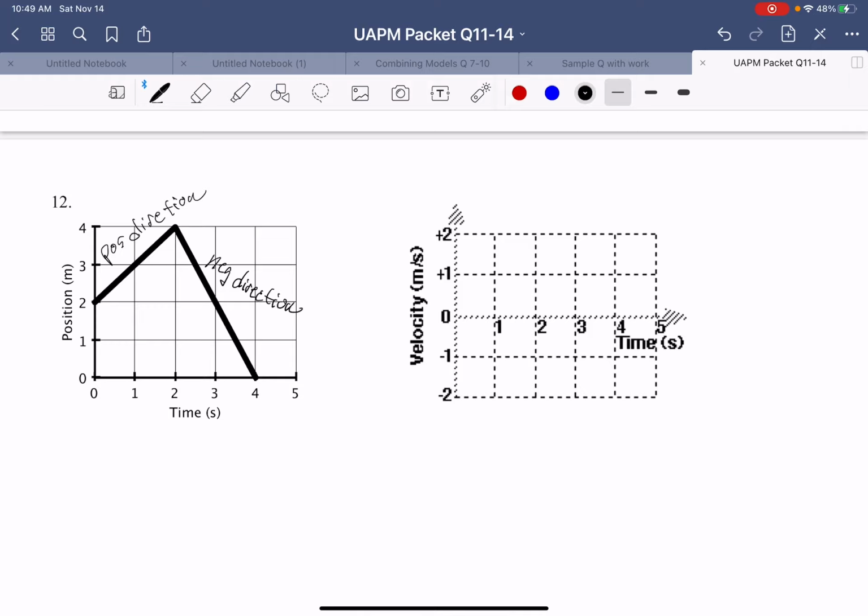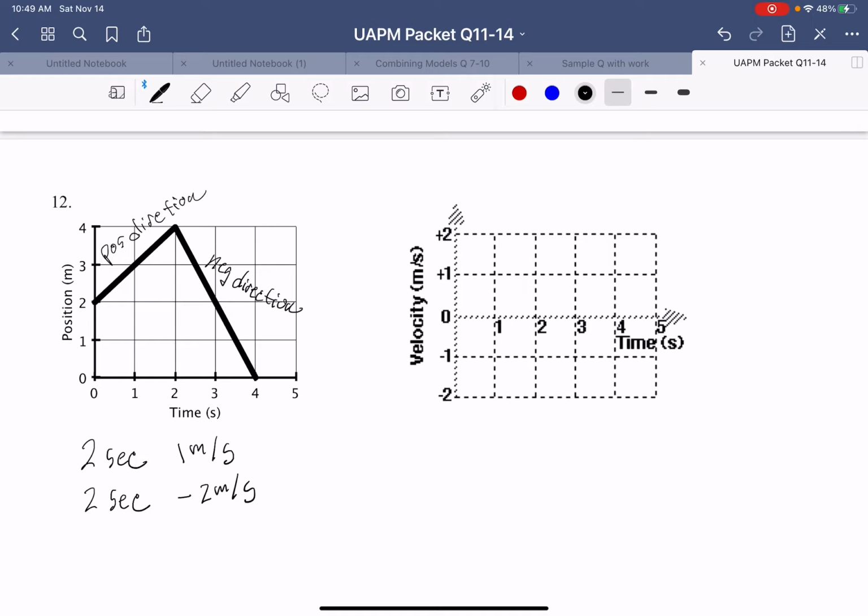Okay, again, the slope of a position time graph tells me my average velocity, so I can say for the first 2 seconds, I can look at my slope and I can see it's moving 1 meter per second. For the next 2 seconds, I see it's a negative slope and it's moving at negative 2 meters per second. Remember, the slope tells me my average velocity. Since the velocity is constant, the average velocity is the same as a constant velocity.